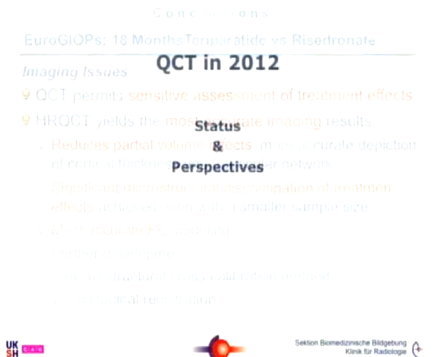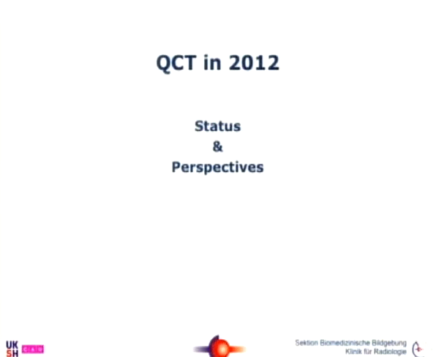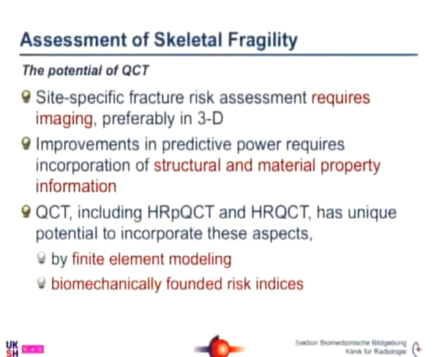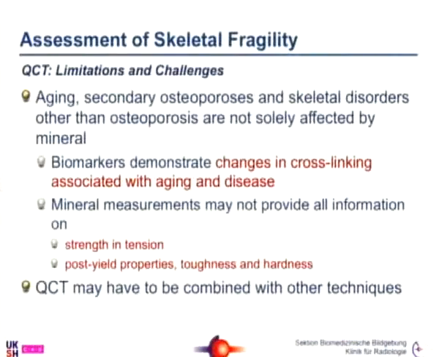To conclude my talk, QCT status and perspective: I think site-specific fracture risk assessment requires imaging, preferably in 3D. The improvement in predictive power should incorporate both densitometry and structural measures, and perhaps down the road also measures of material properties. That depends on the treatments or the underlying disease. And QCT and high-res QCT plus finite element modeling can give you a very good direct assessment of bone strength.